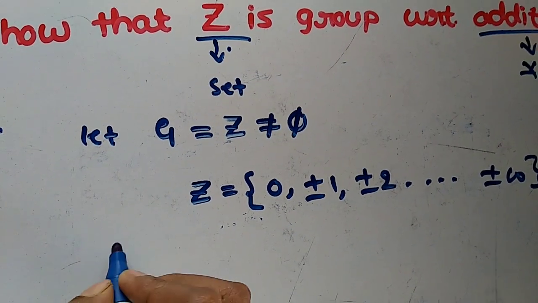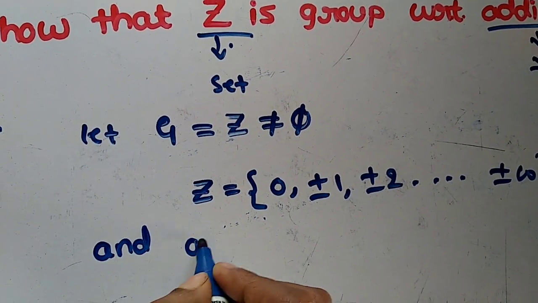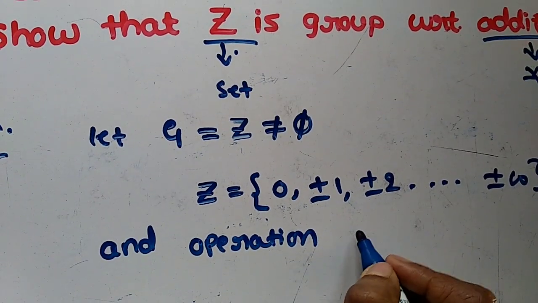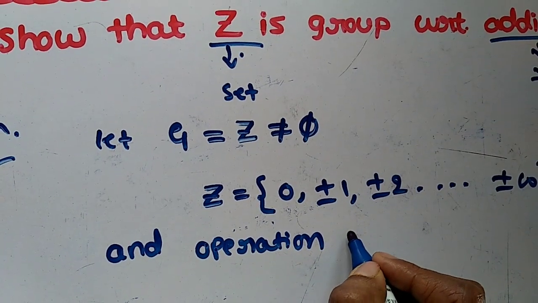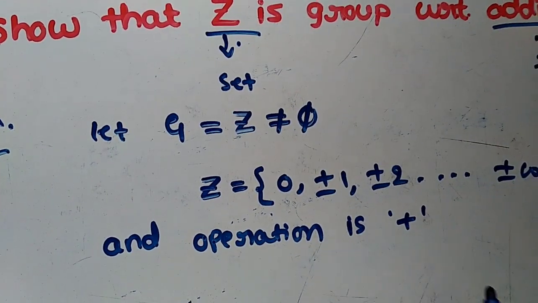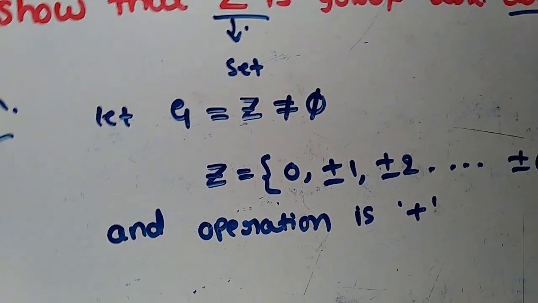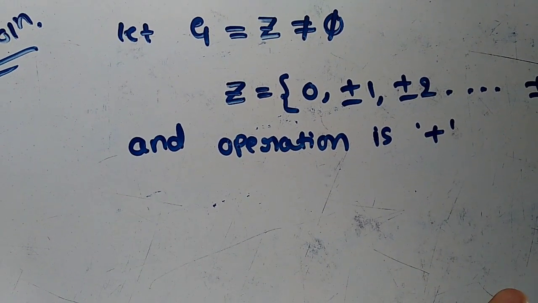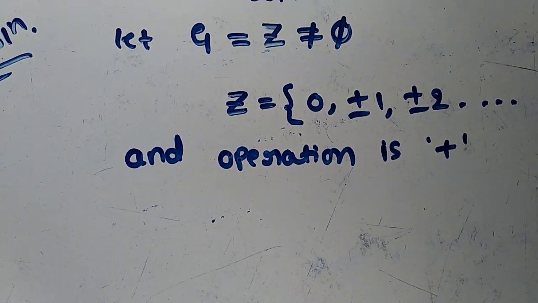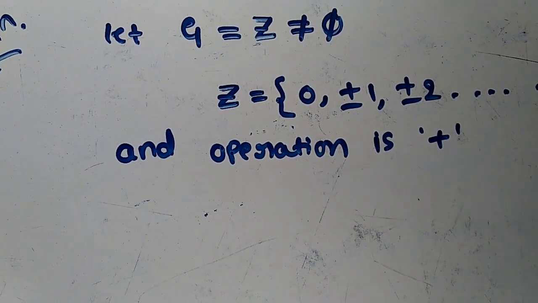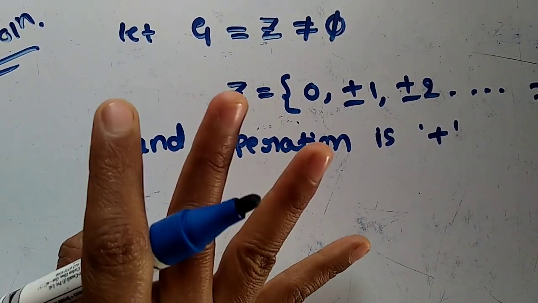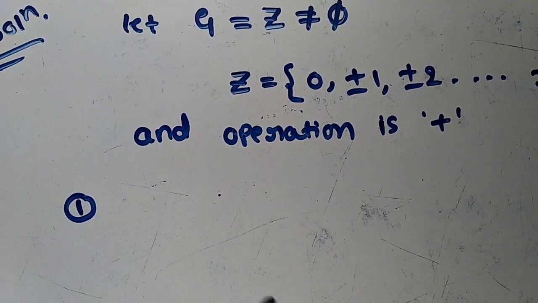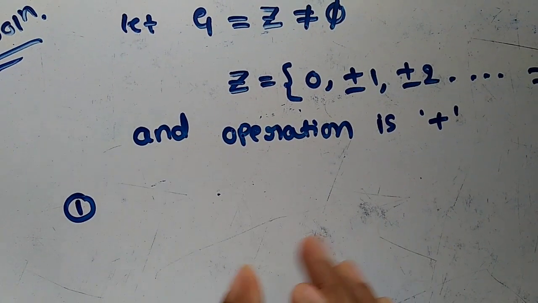And the operation we are using, star, is nothing but plus. Plus is our operation. Now we have to check whether this is a group or not. In the definition I told that to be a group, it has to satisfy four given conditions. What is the first condition? Our first condition is closure law.